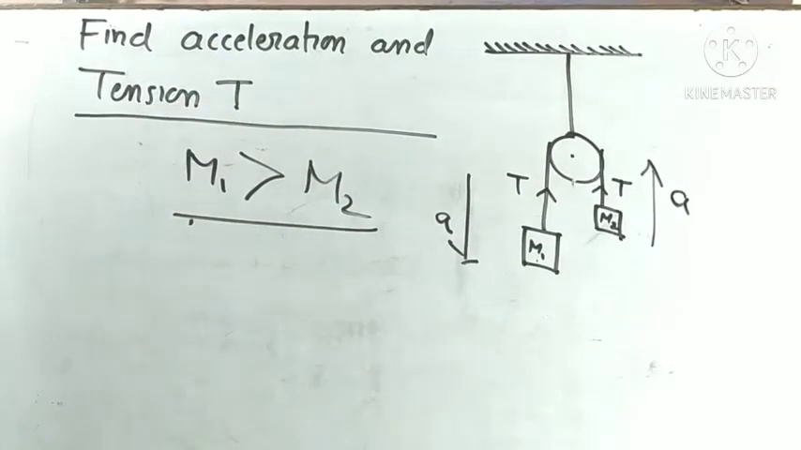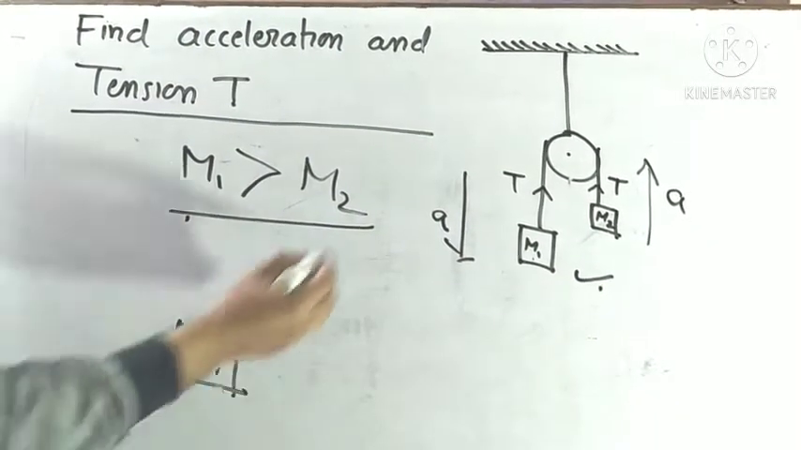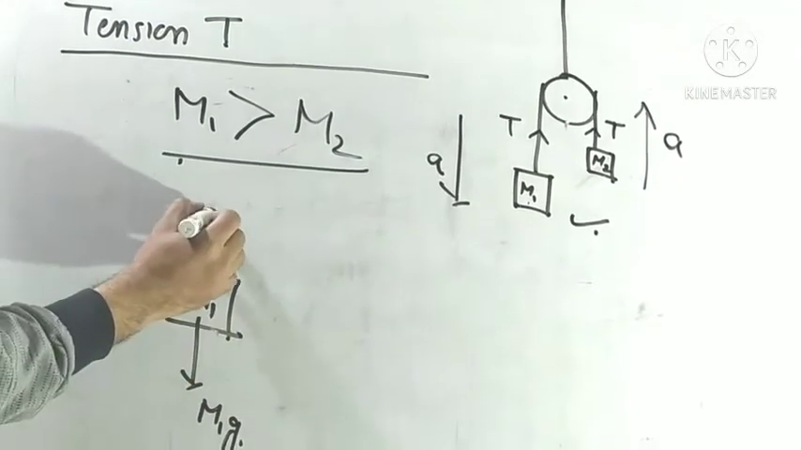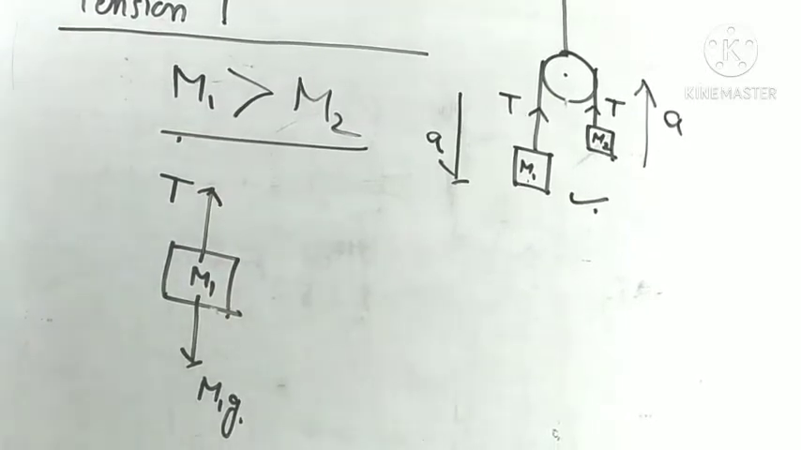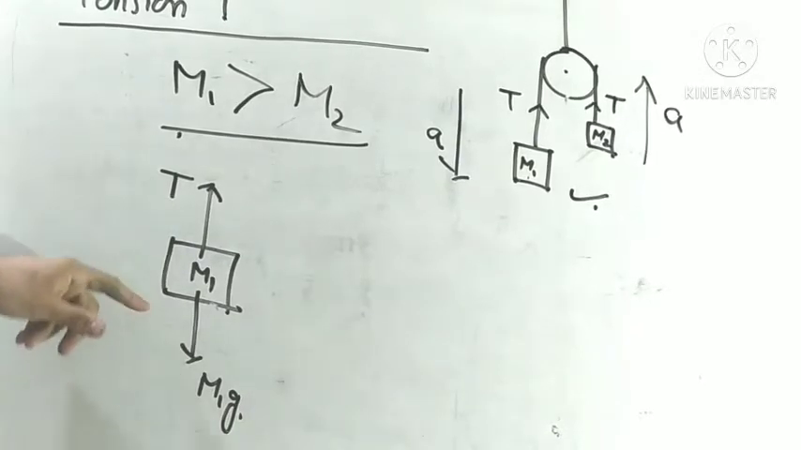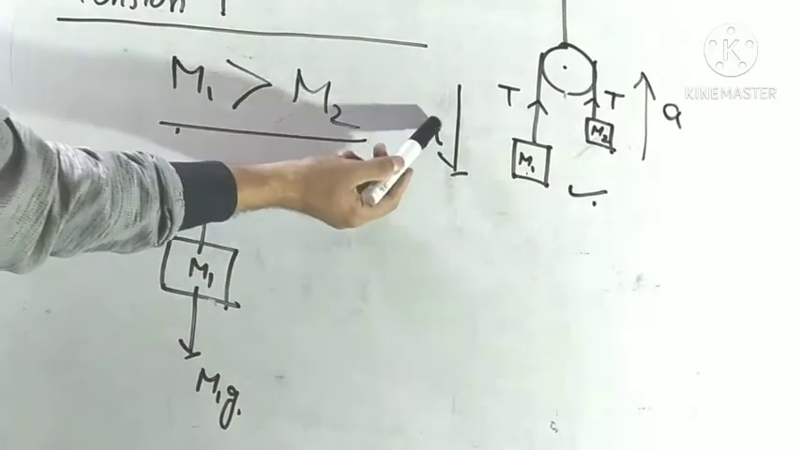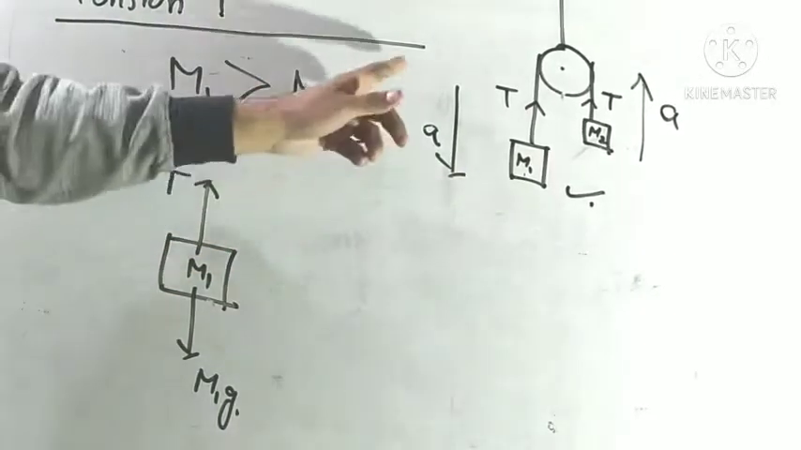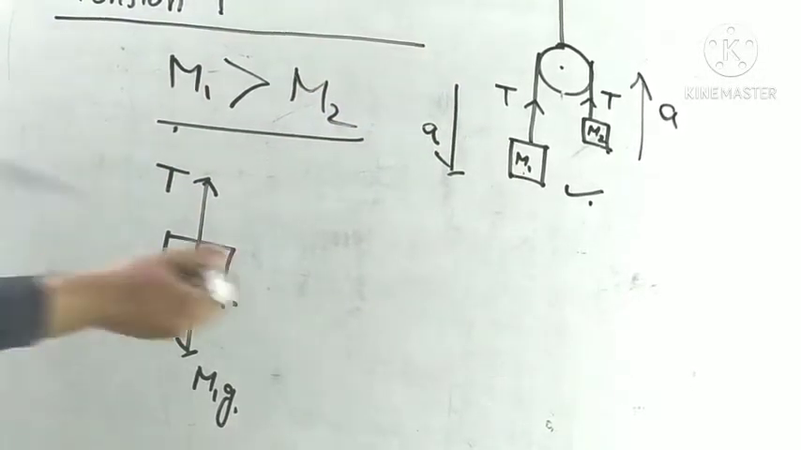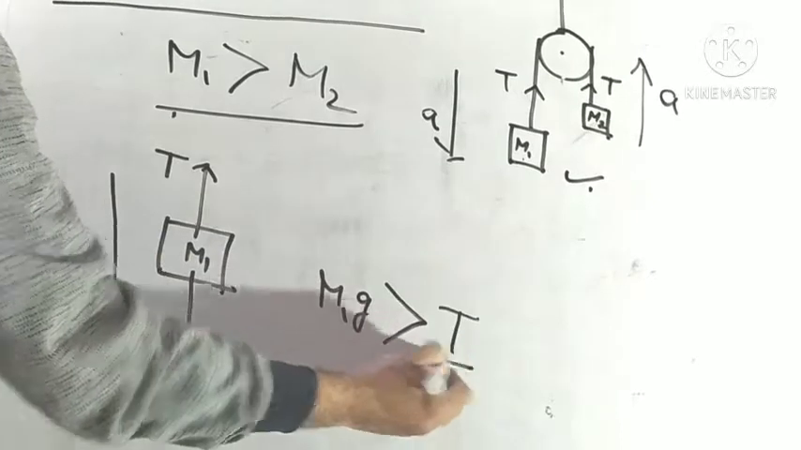So now we discuss the free body diagram. Firstly, we take the first body having mass m1. The weight of this body acts vertically downward, m1g, and tension T acts upward. So how many forces are working on this body? There are two forces, tension T in the string and the weight of this body, and this body will move vertically downward with acceleration a. Since it moves downward, the weight of this body is greater than tension T.